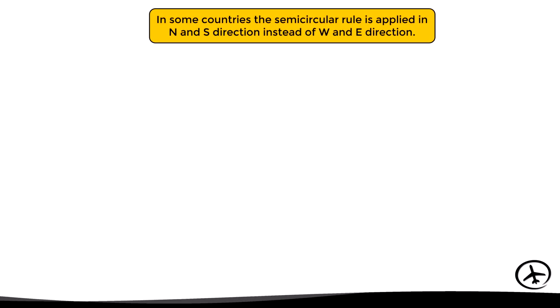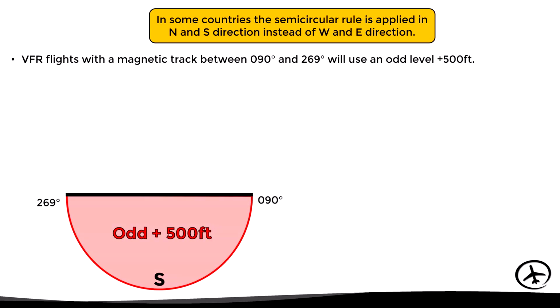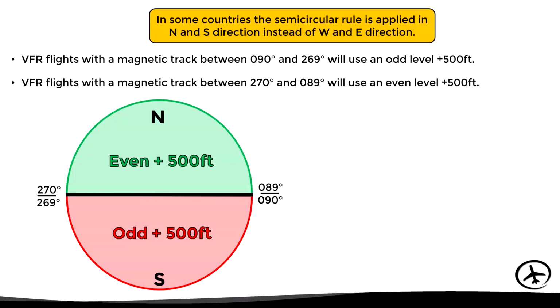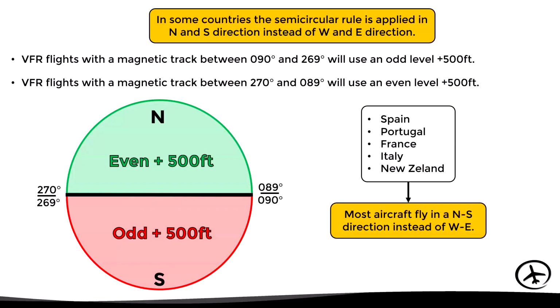However, this system is not practical in some cases. This is why in some countries, the semicircular rule is applied in a north and south direction, instead of east and west. In these cases, VFR flights with a magnetic track between 090 degrees and 269 degrees will use an odd level plus 500 feet. While VFR flights with a magnetic track between 270 degrees and 089 degrees will use an even level plus 500 feet. Some examples of this system are Spain, Portugal, France, Italy, and New Zealand. These countries decided to adopt this modified system because most aircraft within their airspace fly in a north or south direction, instead of east or west.